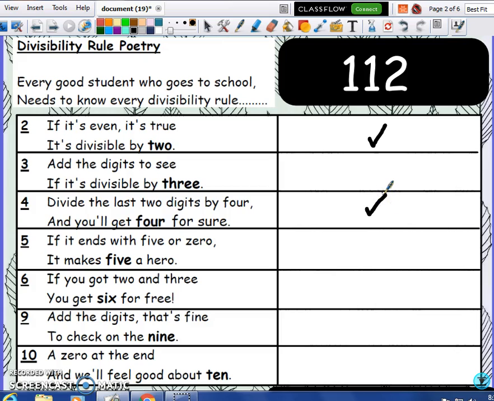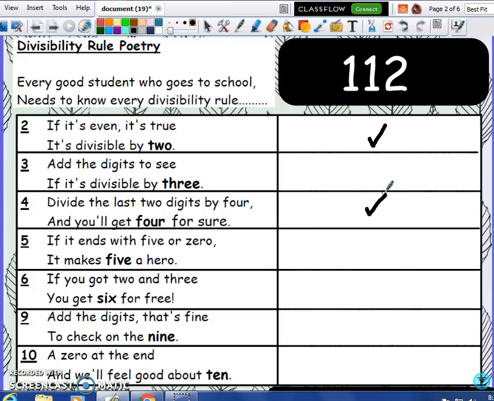If it ends with a 5 or a 0, that means 5 goes into this number. In our case, that doesn't work. If your number is divisible by 2 and 3, it is also divisible by 6. In our case, it's not divisible by 3, so it's not divisible by 6. If you add the digits together and 9 goes into that number, that means it's divisible by 9. In our case, it is not, because we know that 1 plus 1 plus 2 is 4.